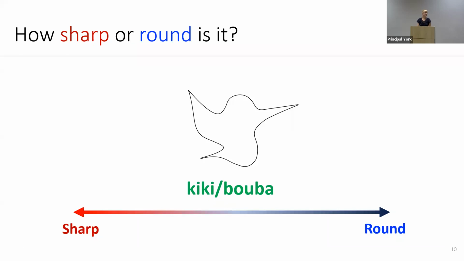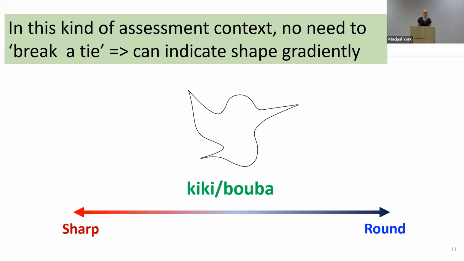But what if we ask a different question? If I ask you, how sharp or how round is the shape? If I allow you to now give me a more gradient answer, then it's not so tough, right? You could put the shape somewhere, perhaps in the middle of that continuum, and different shapes might be a little bit different from each other. But crucially here, in this more general gradient assessment context, there's no need to break the tie. I'm allowing you in your response to indicate the shape in a more gradient way. So there's no tie-breaking role here.